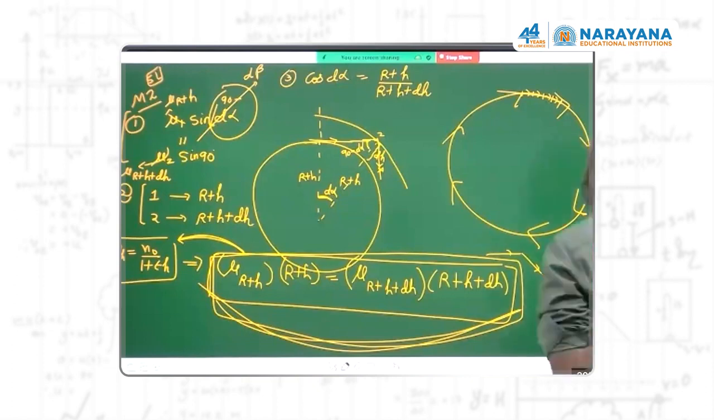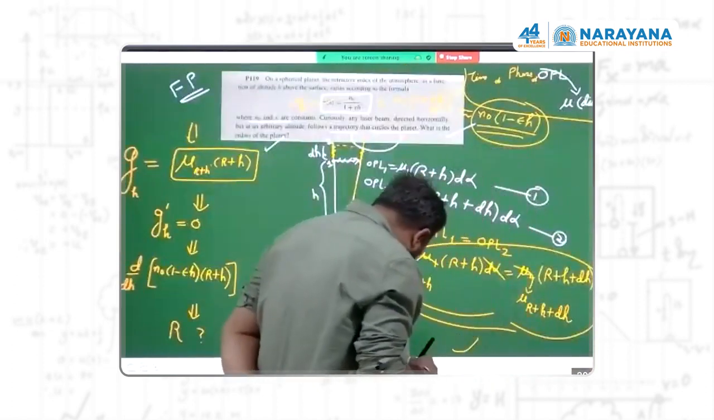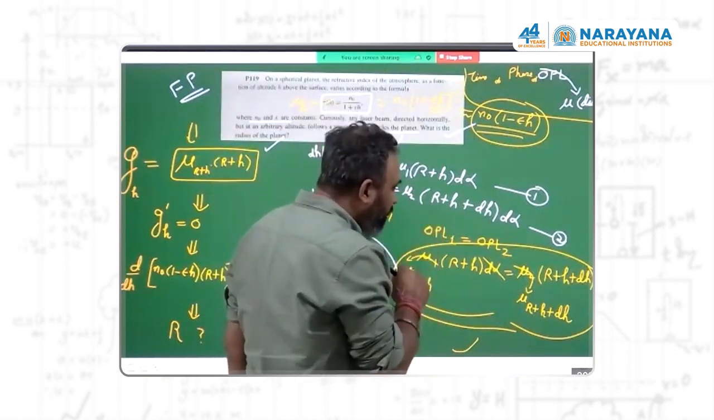Right. Sir, you were also saying about how we can relate phase with the optical length. Could you just repeat that concept once again?